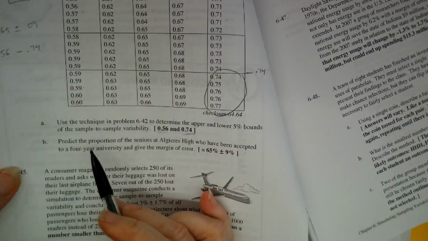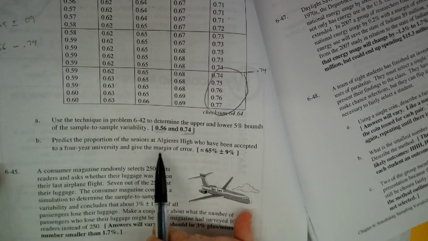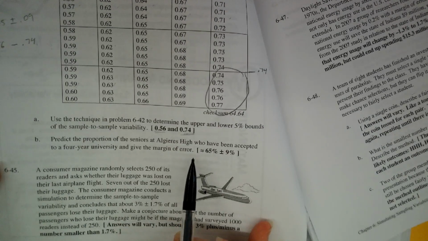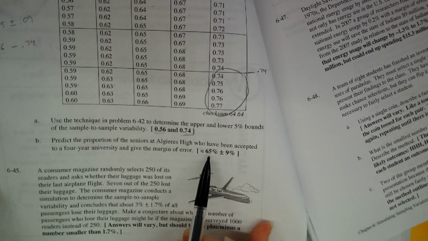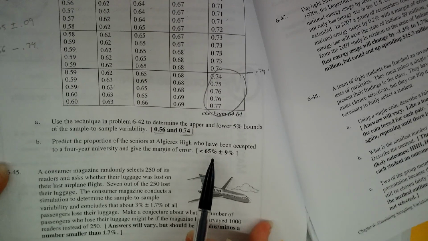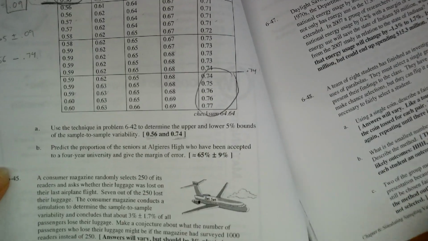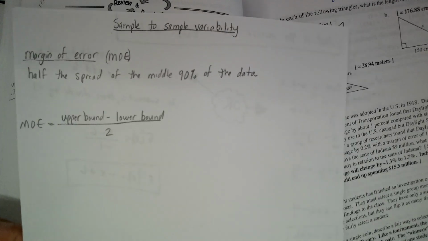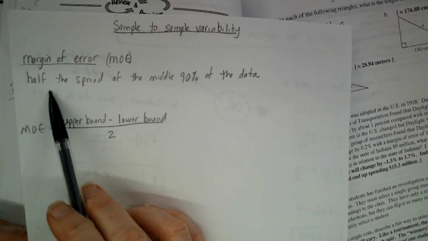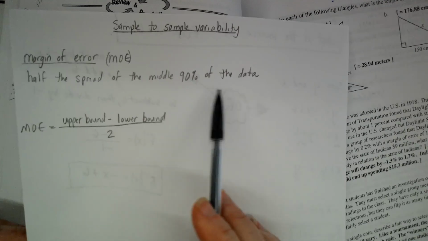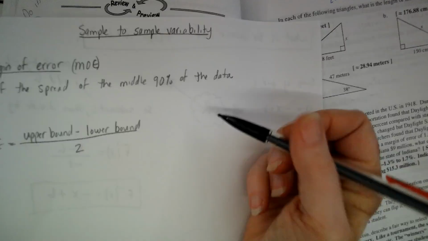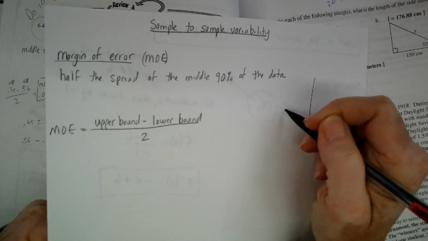So letter B: predict the proportion of seniors who've been accepted to a 4-year university and give the margin of error. I'm going to predict the proportion based on the mean, which was 0.65, remember? And then I'm going to say plus or minus the margin of error, but you don't know what the margin of error is yet. To get the margin of error, you take half of the spread of the middle 90% of the data.